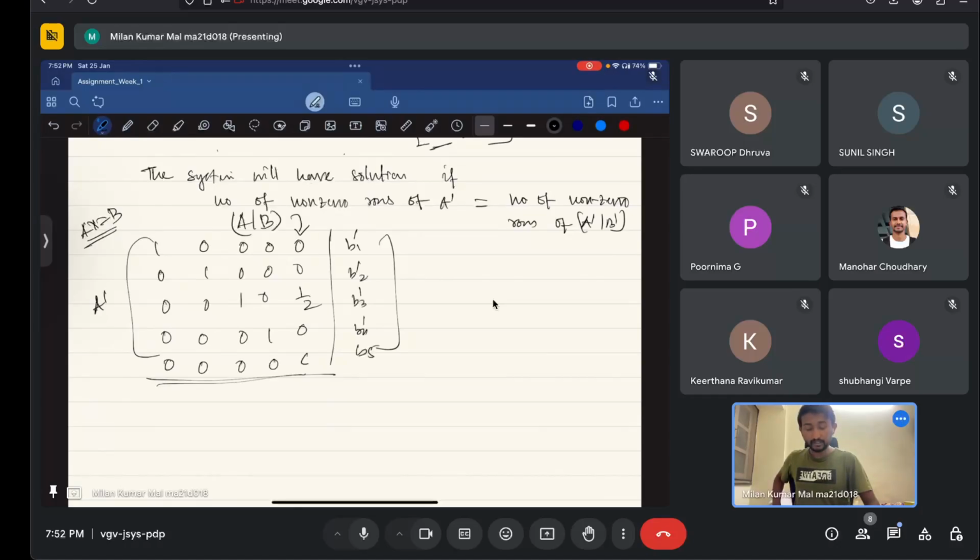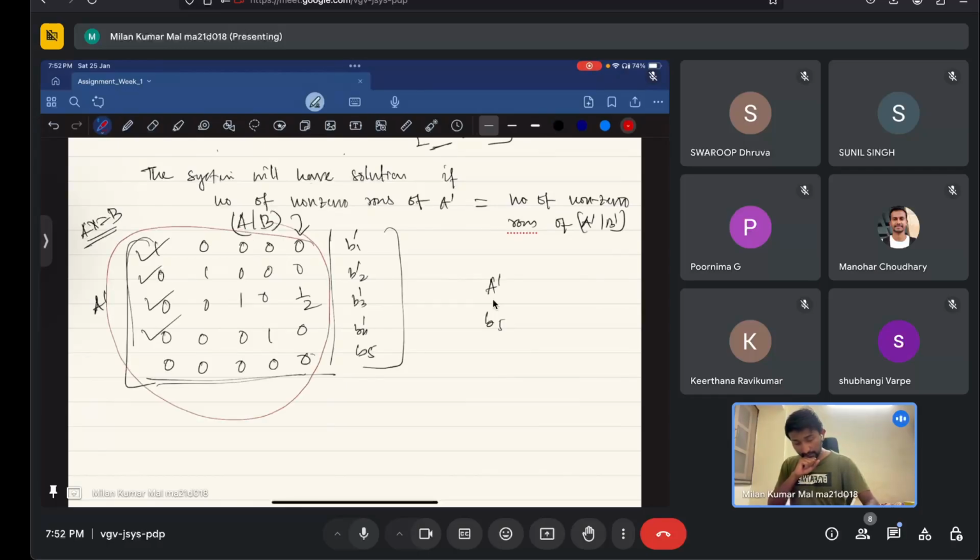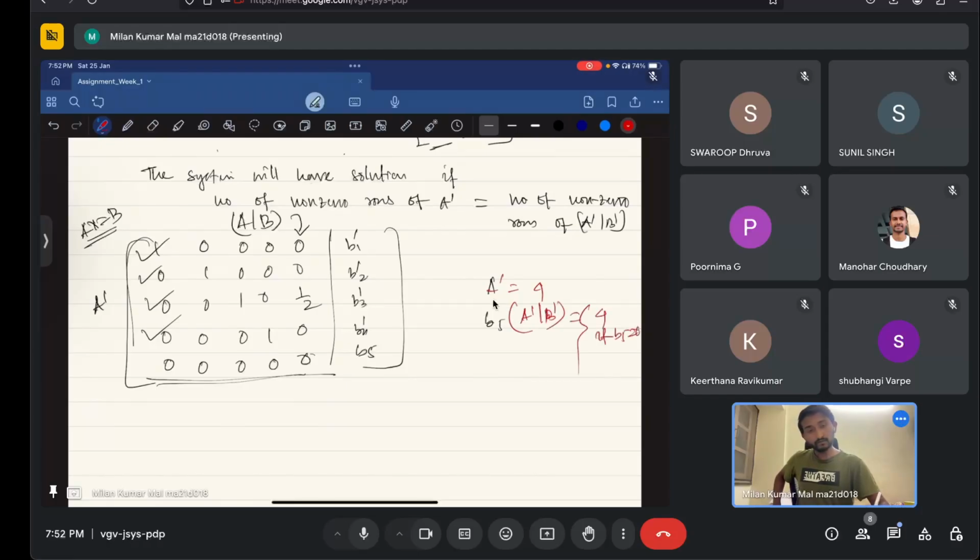Now, for example, suppose the matrix initially had one more row, and we get this type of thing, but with B5. What is the number of non-zero rows here? Suppose A' is this and A'|B' is this. First row, second row, third row, fourth row is 0, but the fifth row of A' is only this portion while A'|B' is this full part. The number of non-zero rows of A' is 4. But the number of non-zero rows of A'|B' will be 4 if B5 equals 0 and 5 if B5 is not equal to 0.